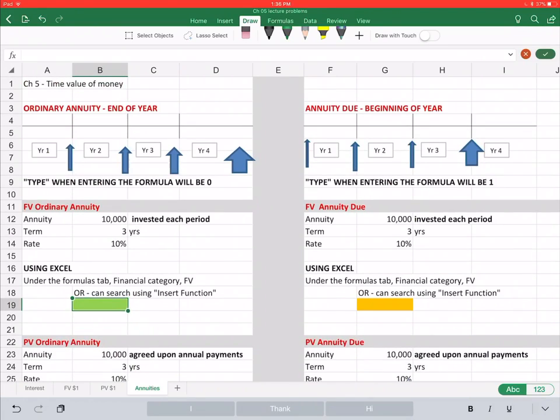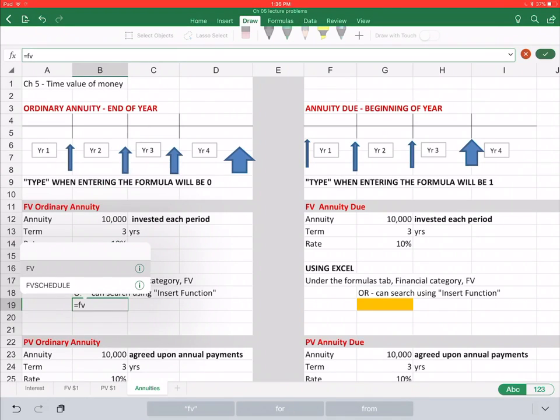So we want to know if this individual invests $10,000 at the end of each period. First we're going to do the ordinary annuity, at the end of each of the next 3 years, and they can earn interest of 10% annually. How much would they accumulate over time given those investments? And the way we can do that is with the same equals FV formula that we used in the very first video that we went through.